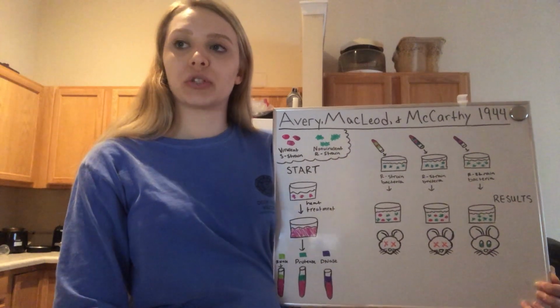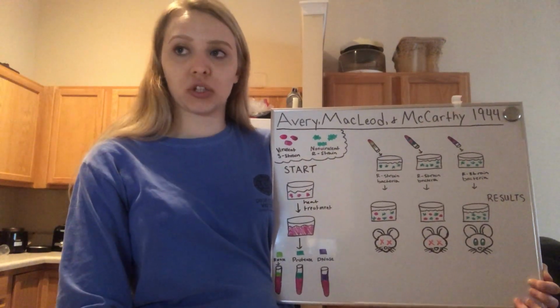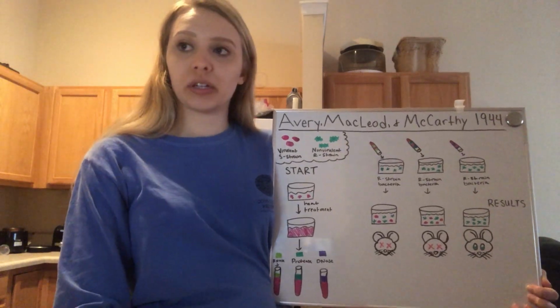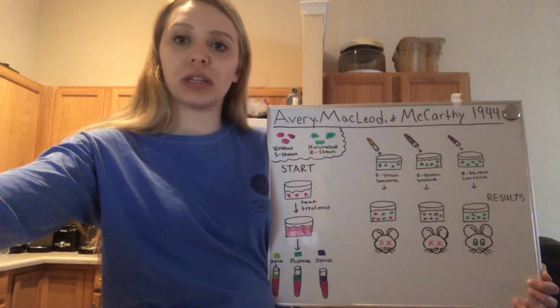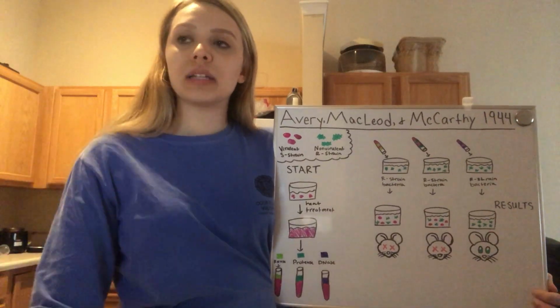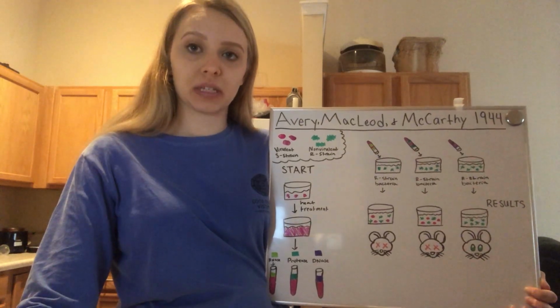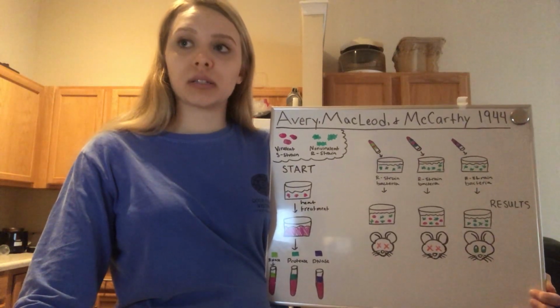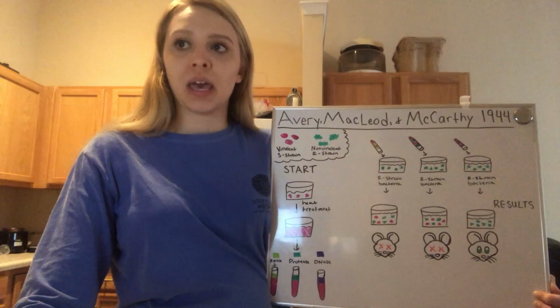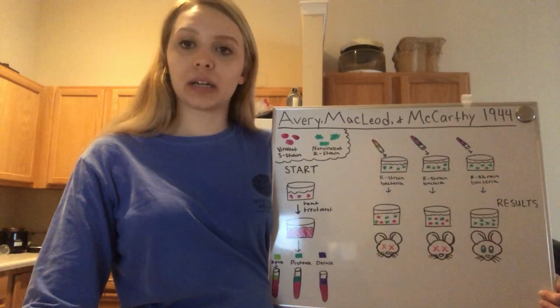However, the culture that was treated with DNase did not contain any transformed S strain, but only the non-virulent R strain, and the mice injected with this culture survived. This experiment provided the evidence needed to conclude that since DNase destroyed the transforming substance, the transforming substance must be DNA. This experiment was pivotal, and it paved the way for many future experiments to come.